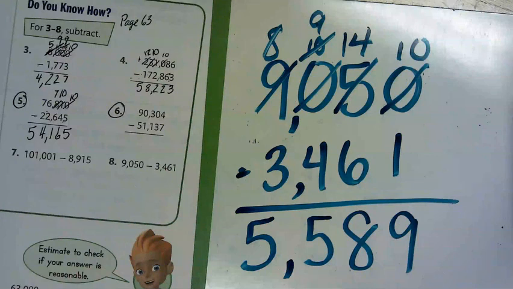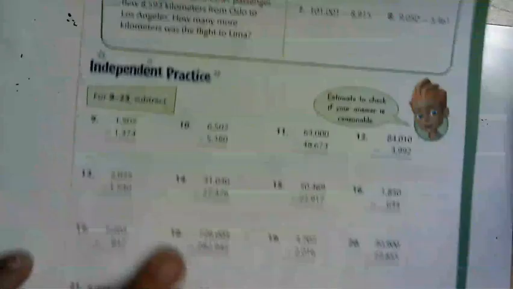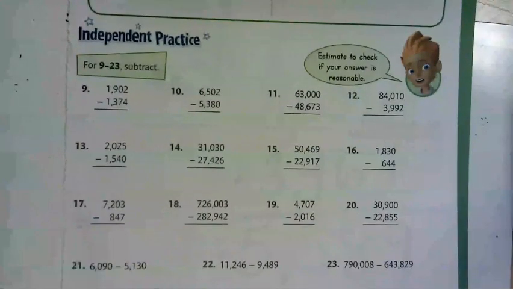All right, that is all that we've got for today. Your independent practice is right down here at the bottom. Your teacher should have told you if you're doing all of them or if you're doing some of them, which ones to work on. Follow these same steps each time. Just make sure that we keep going across those zeros until we find a place value that has a number that we can take from.